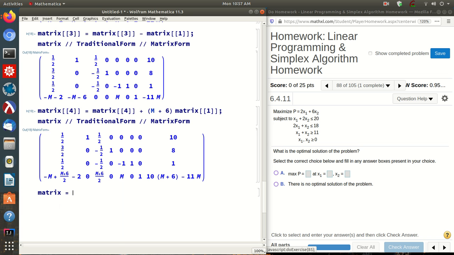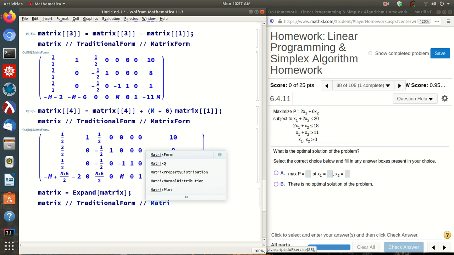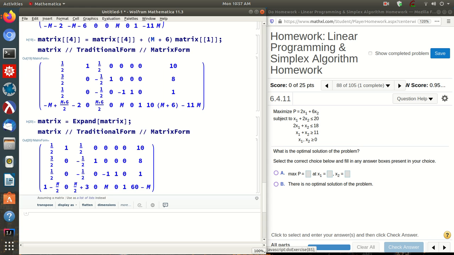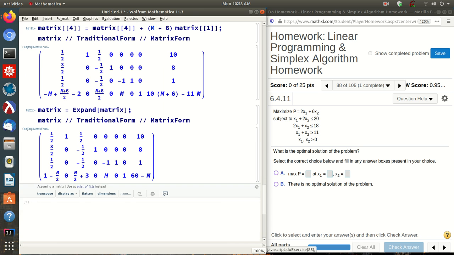I think we need to expand this a little bit. Okay, let me see. Are there any negative numbers in the bottom row? Yes, right over here. 1 minus m over 2. Remember, m is a very large positive number. So 1 minus m over 2 is a very large negative number.